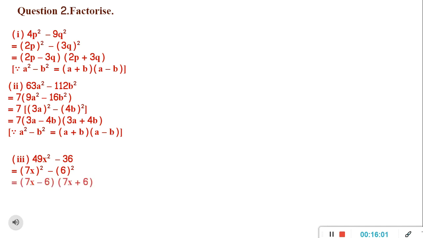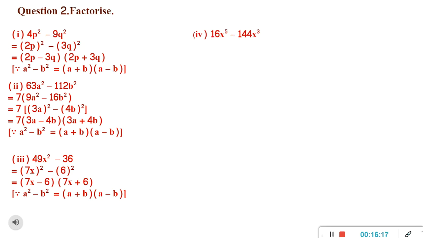That means a is equal to 7x, b is equal to 6. So 7x minus 6 into 7x plus 6. Now fourth one, 16x raised to 5 minus 144x raised to 3.